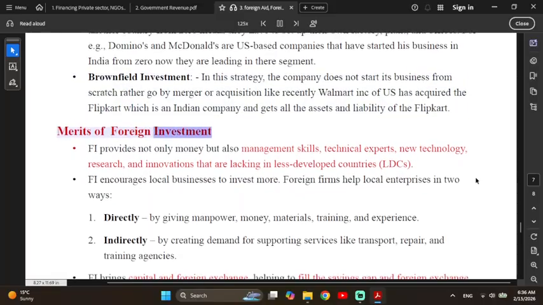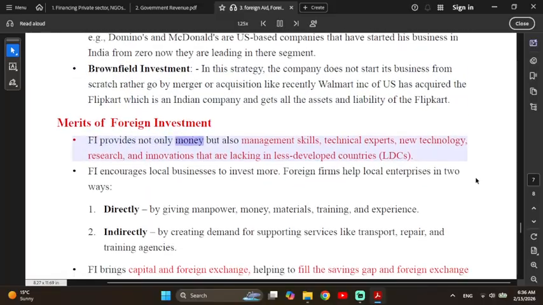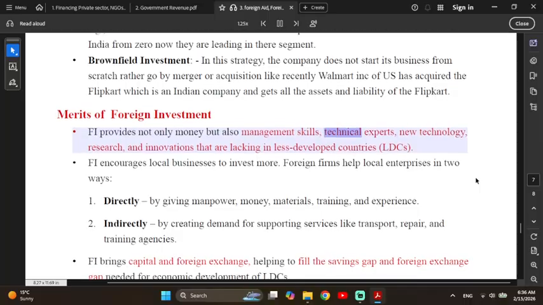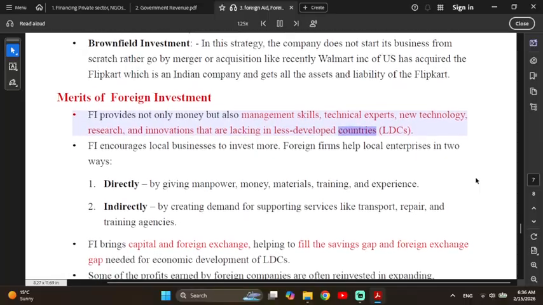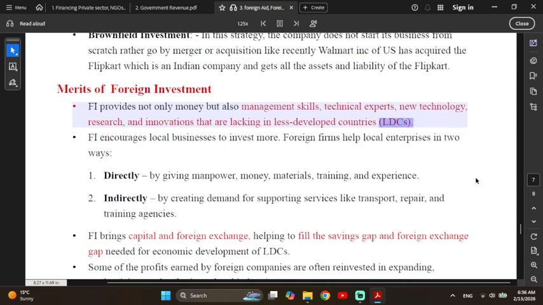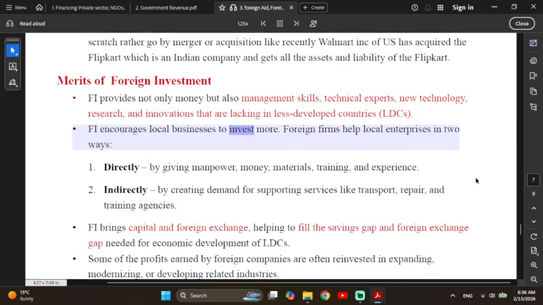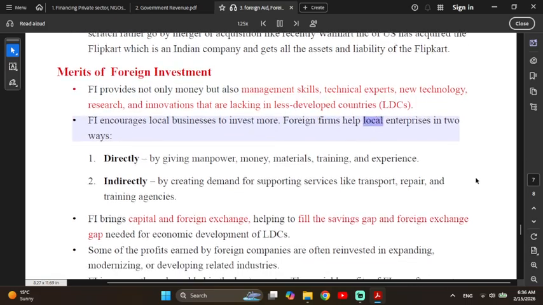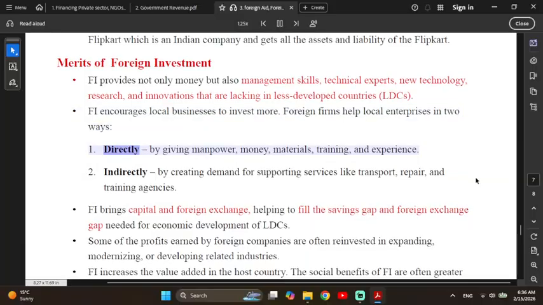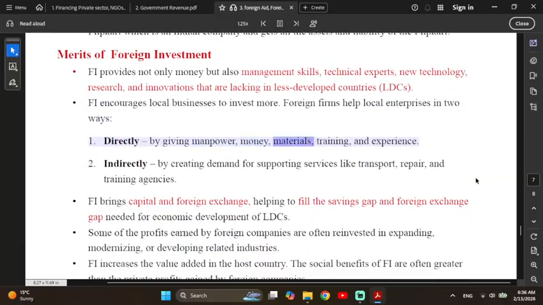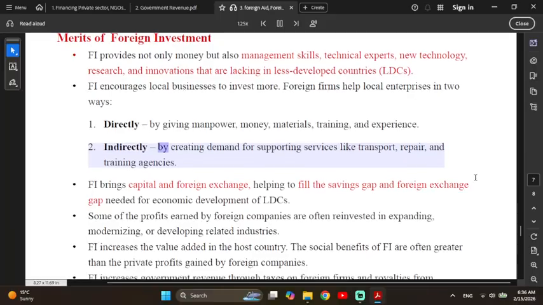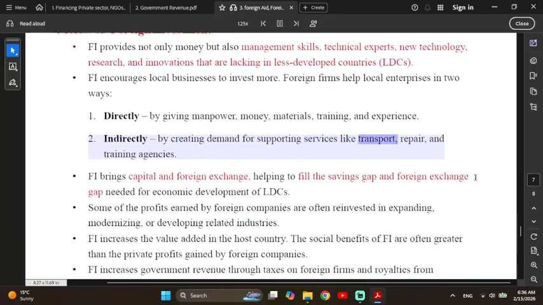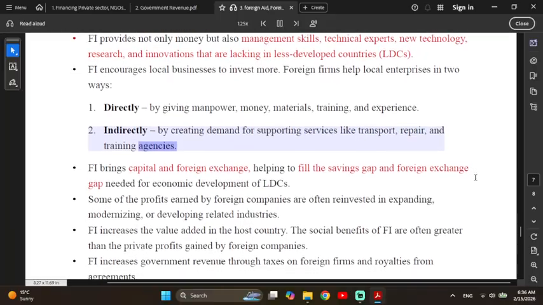Merits of foreign investment. FI provides not only money but also management skills, technical experts, new technology, research, and innovations that are lacking in less developed countries, LDCs. FI encourages local businesses to invest more. Foreign firms help local enterprises in two ways: 1. Directly, by giving manpower, money, materials, training, and experience. 2. Indirectly, by creating demand for supporting services like transport, repair, and training agencies.